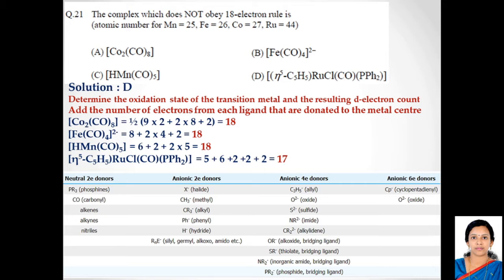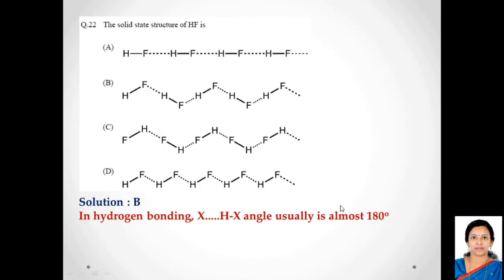Okay, so here is a table which will help you to count electrons in the oxidation state method. Here it shows how many electrons each of these ligands donate for counting in the oxidation state method. So you have the 2 electron donors here, the list of 4 electron donors here, and this list of 6 electron donors here. Okay, moving on to question number 22.